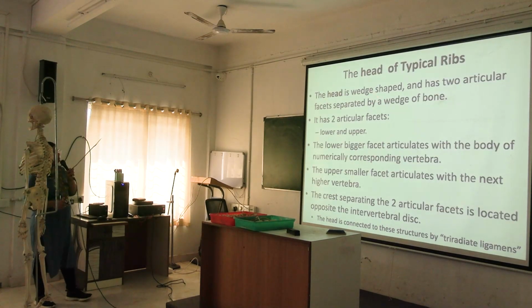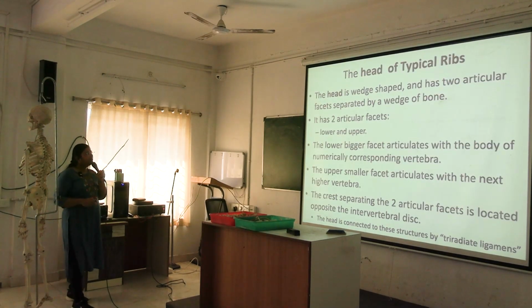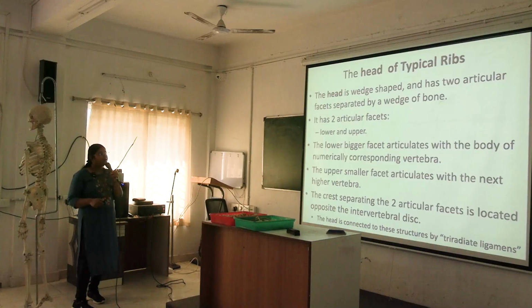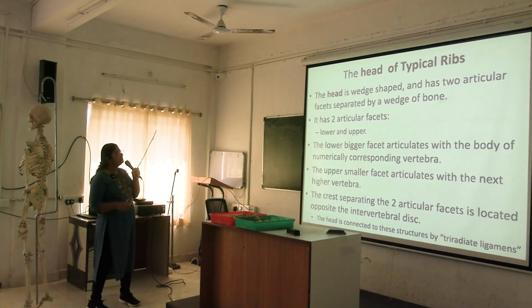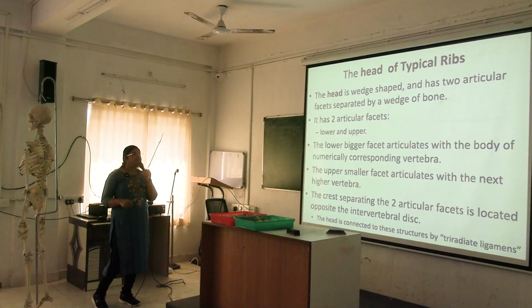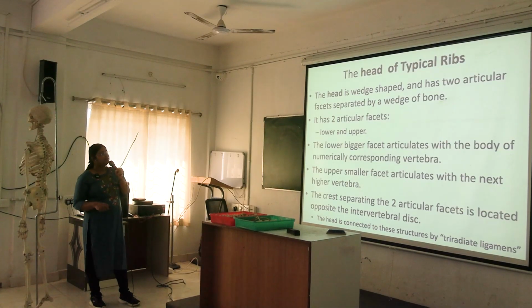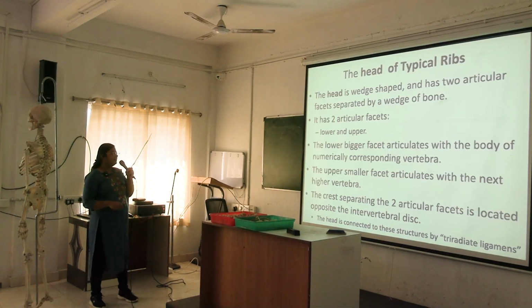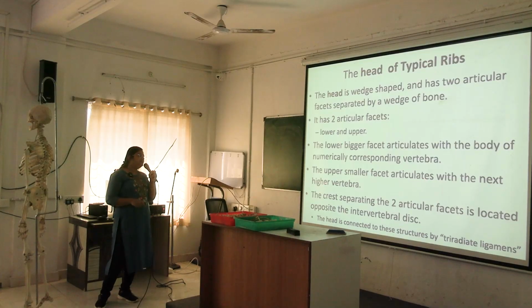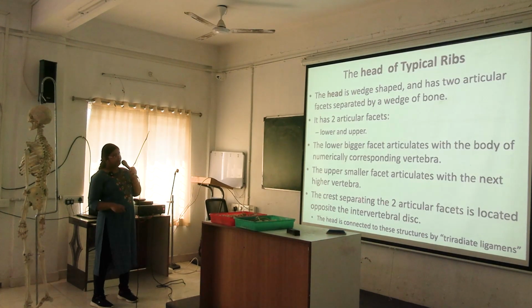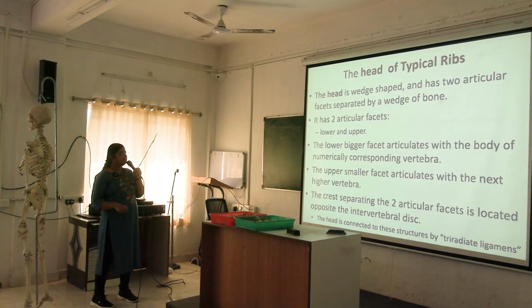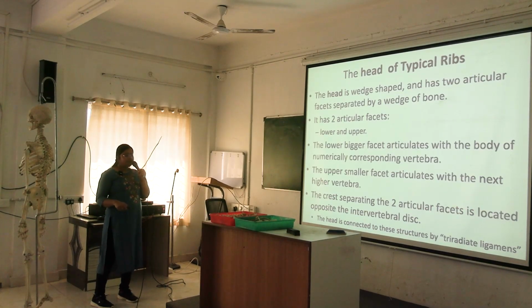So the head is wedge shaped and has two articular facets separated by a wedge of bone, lower and upper. The lower bigger facet articulates with the body of the numerically corresponding vertebra, and the upper smaller facet articulates with the next higher vertebra. The crest separating the two articular facets is located opposite to the intervertebral disc.